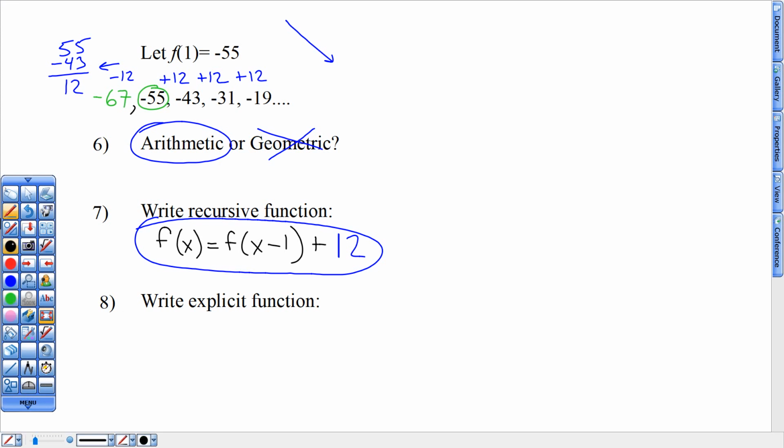So if I write this explicit function, this is going to be typical slope-intercept form with that 12, that change number right there in front of x. That's the change number, adding by 12 each time, 12x. And I put that y-intercept, minus 67. That is the explicit form, clearly y equals mx plus b form for this. All right, so moving on.